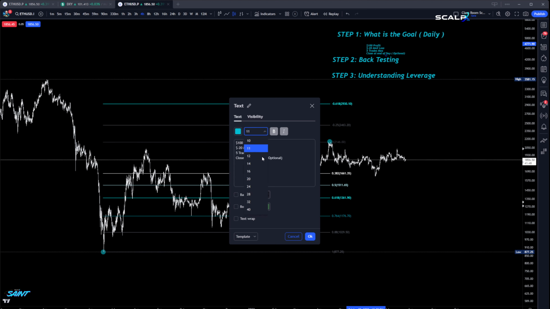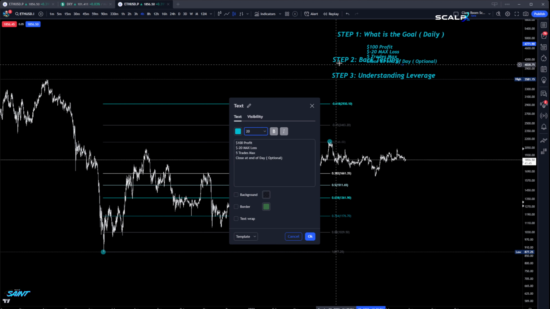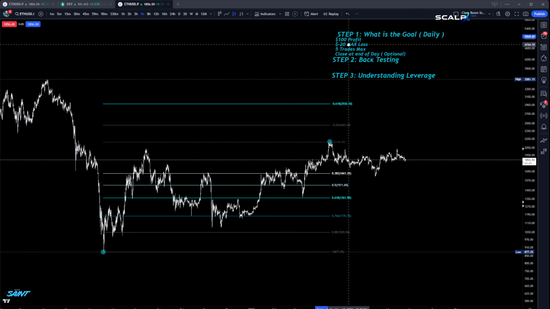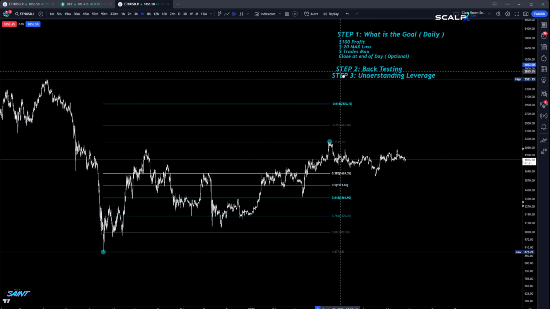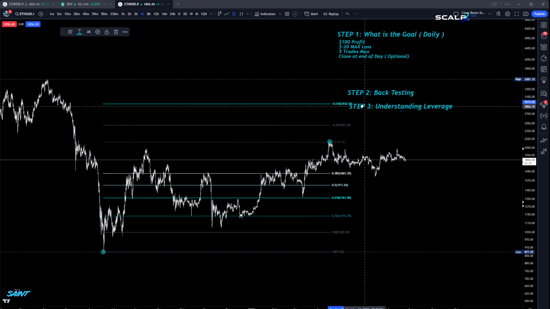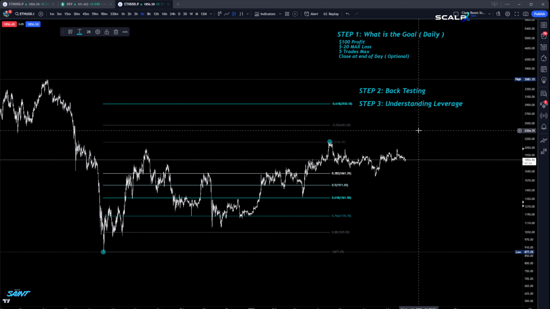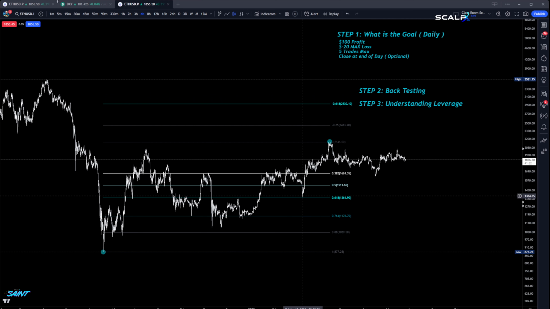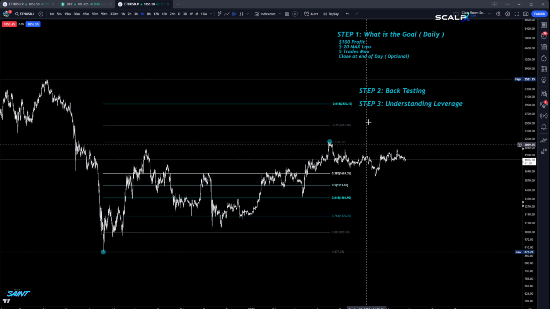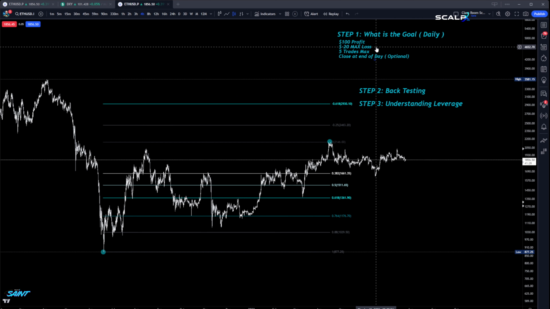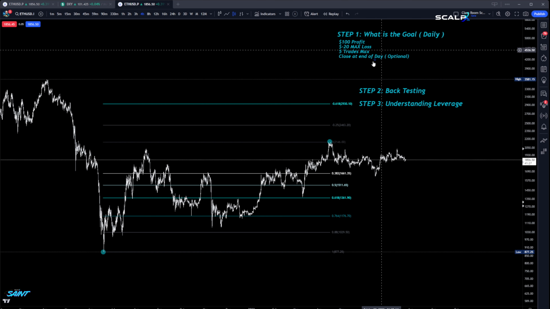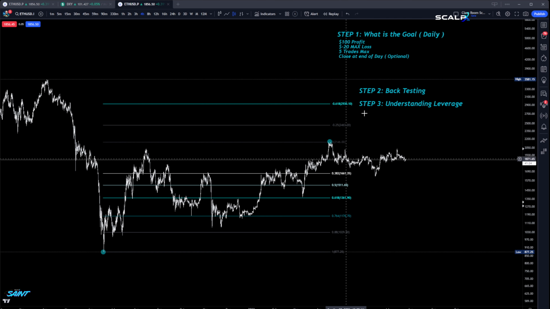So let me make this a little bit larger because you guys are probably looking at this like, what the hell does it say? Right. Move this crap around. Right, so I open up a chart and I go, okay, I want to make $100 today, but I'm going to have a cap at, max loss of $20. I don't want to lose more than $20 today.